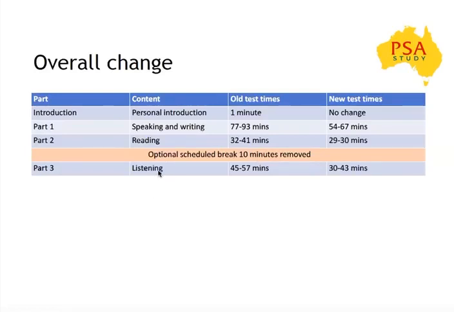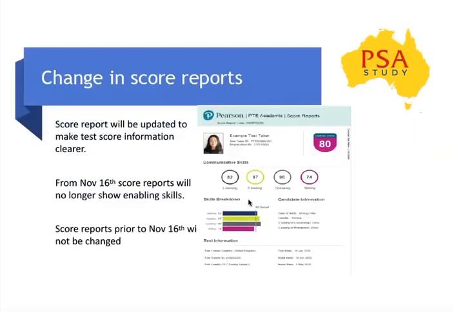And if we talk about the listening section, by deducting 1 question for summarize spoken text, they have saved 10 to 15 minutes, so the time will be 30 to 43 minutes, whereas earlier it was 45 to 57 minutes. They also have made some changes in the score report. Earlier we had enabling skills mentioning our vocabulary, grammar, fluency, and so on, but now we'll not be having those enabling skills mentioned in our score reports.